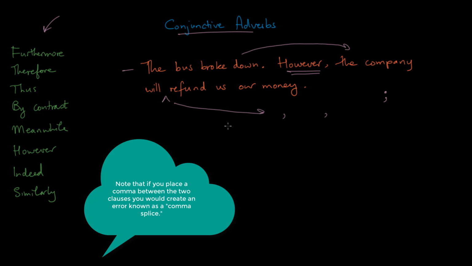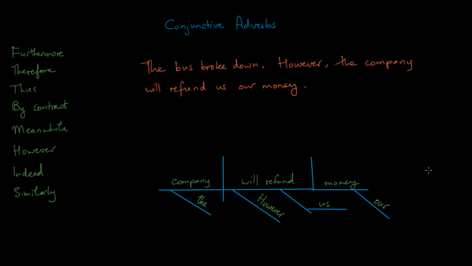In terms of diagramming then, what we do with however, as you can see from this example, is we place it with the verb. So we have the company will refund us our money, and we've taken us here to be an indirect object. So we place however as the conjunctive adverb with the verb. Now in this case we've capitalized it because of course it's a separate sentence, but let's pretend that we had a semicolon here instead. So what would you do here?